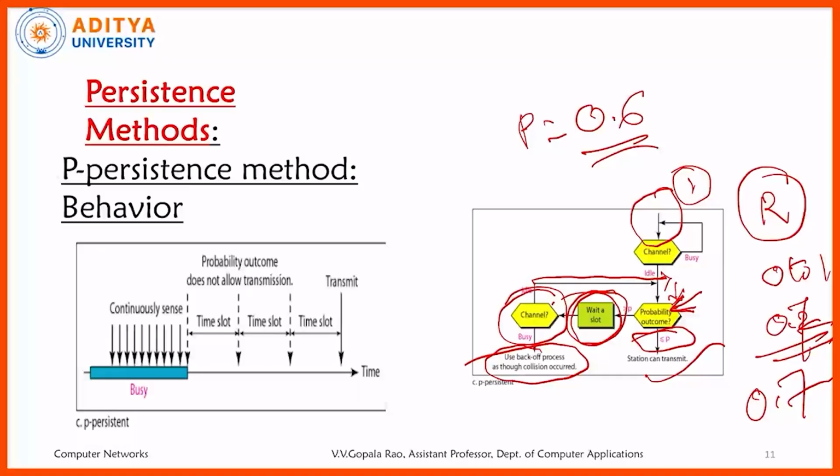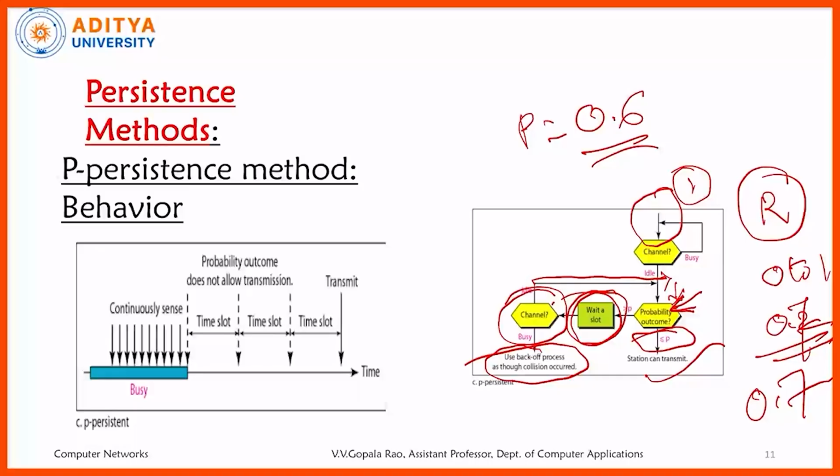So this is how the p persistence method is more powerful, taking into consideration the one persistence method and the non-persistence method, which are merged here and called the p persistence method. In this, random number generation is one important factor, and the predetermined probability value is another important factor. These play a very important role in deciding whether to wait a slot or to send the information from the station for transmission. So that is about the p persistence method.